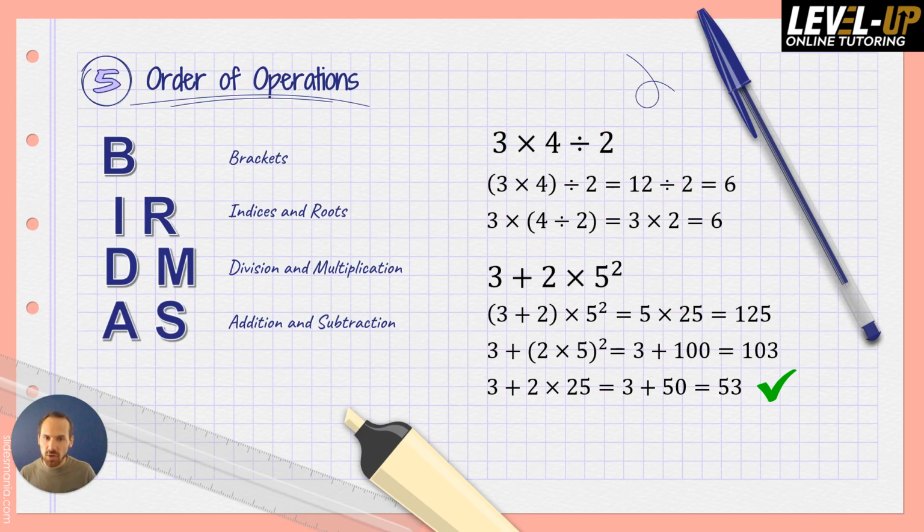Powers, like the indices, come first. So we do 5 squared, which is 25. Then the next one down the order is the multiplication. So we do 2 times 25, which gets 50. And then finally we do the addition. So 3 plus 50 gets 53. So that's the order in which we do it.